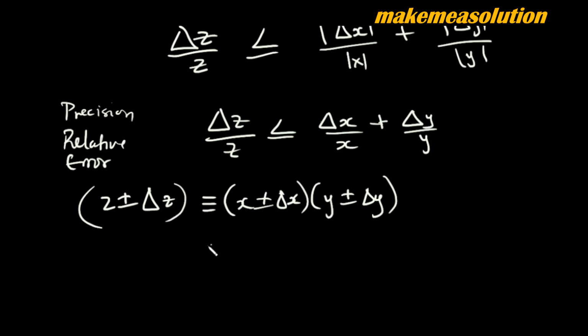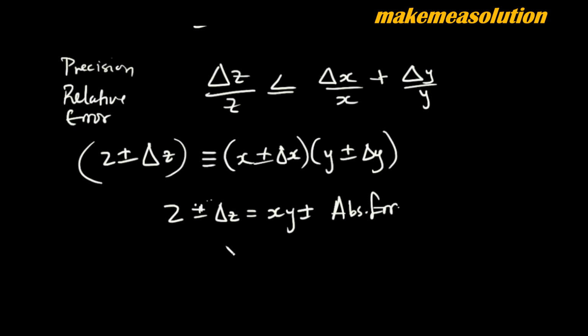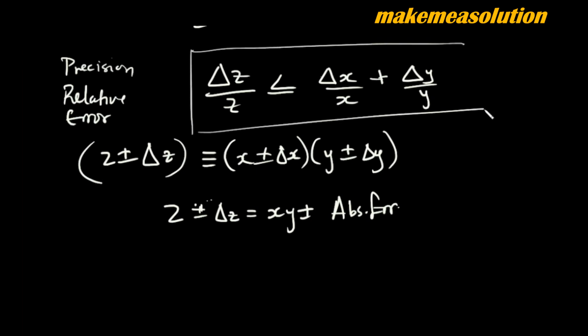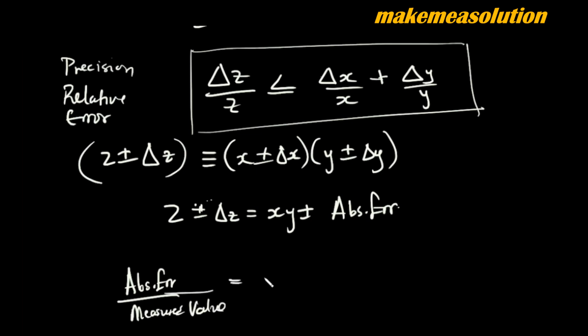So all I just need to know is that z plus or minus delta z is still going to be what? My xy plus or minus absolute error. Okay, absolute error. So what is the absolute error? The absolute error can be gotten from this place. To get the absolute error, all you just need to know is that absolute error divided by actual value, or divided by measured value, is equal to relative error.